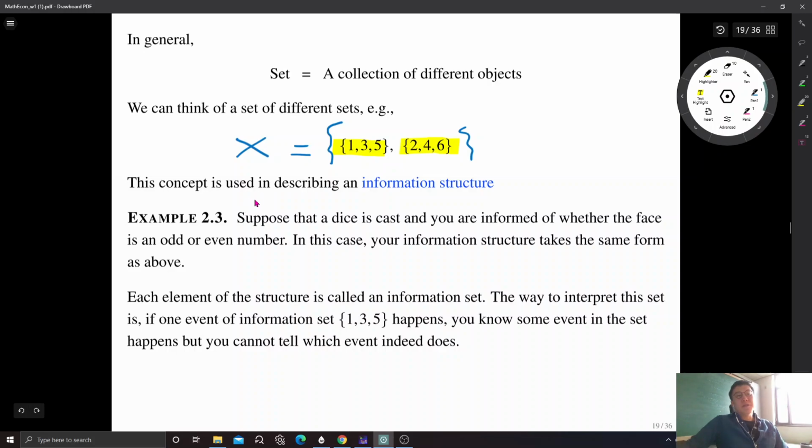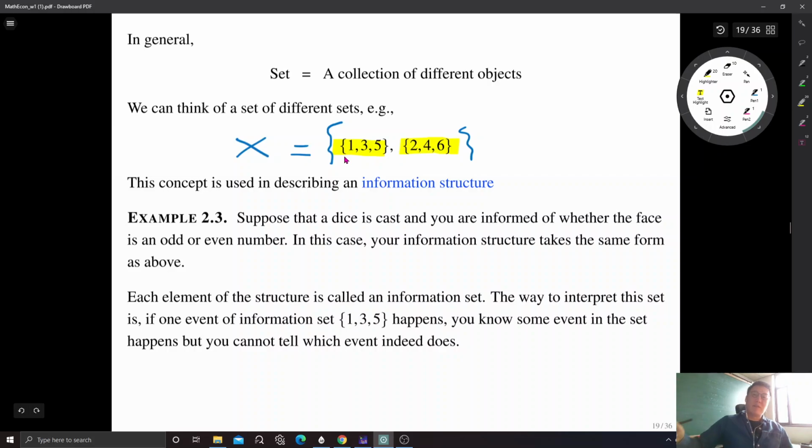This concept is used in economics, especially when describing an information structure. This information structure doesn't appear in the textbook, but it's not that difficult to understand. So let me explain here. Suppose that you cast a die, and you are informed of whether the face is an odd number or an even number. In this case, your information structure, so what you know, takes the same form as this. So we have different sets inside. This means you can distinguish these two.